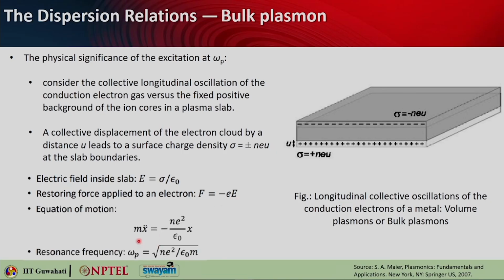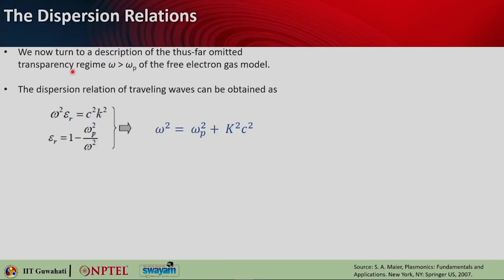So, from that you can also write down the equation of motion here. It is m a equals this particular force. So, m x double dot can be written as minus n e square by epsilon naught times x. So, the resonance frequency is nothing but omega p, the plasma frequency, which is the square root of n e square by epsilon naught m.